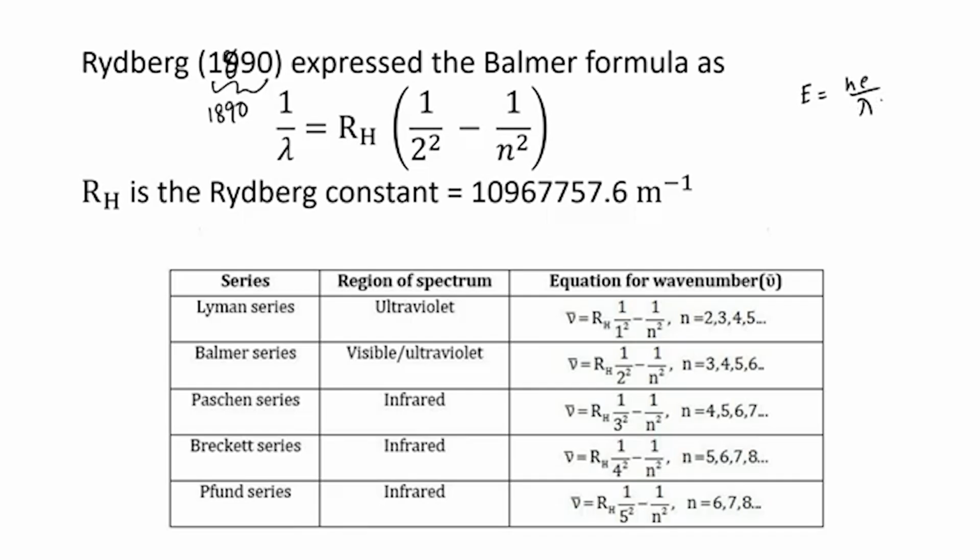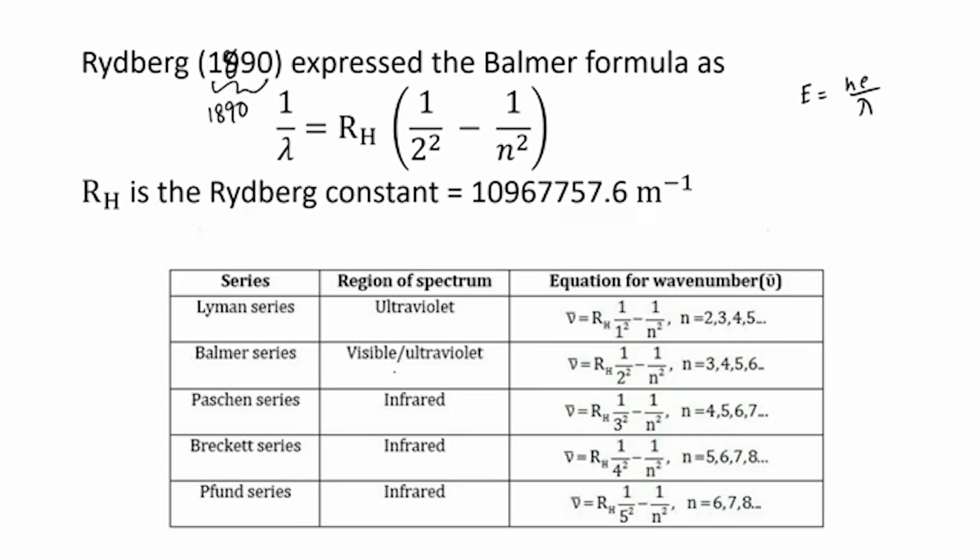So that's why, if you take h cross equal to 1 and c equal to 1, energy is nothing but 1 over lambda, and he expressed this 1 over lambda as RH into 1 by 2 square minus 1 by n square, where n equal to 1 will give the Lyman series, and then the Balmer series and so on and so forth. So n equal to 1 is the Lyman series, then Balmer series, Paschen series, Brackett and Pfund series. And where do they lie? They lie in the ultraviolet region of the spectrum.